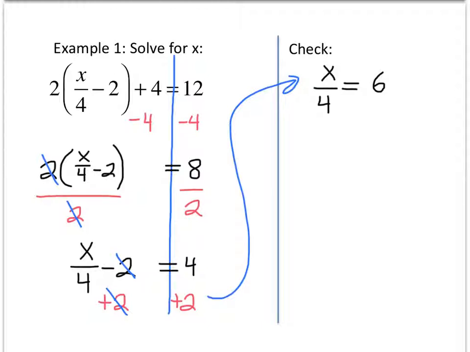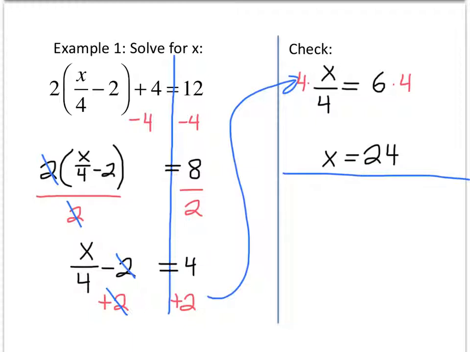The only operation I have left with the x is division by 4. I have to cancel that division with multiplication. So I'm going to multiply both sides by 4. So multiply this side by 4. Multiply this side by 4. And notice that 4 over 4 is the result of that multiplication, equal to 24. And I really don't need to write this 4 over 4, because that's just multiplication by 1. So I can eliminate this, and I can see that my answer then is just x equals 24.